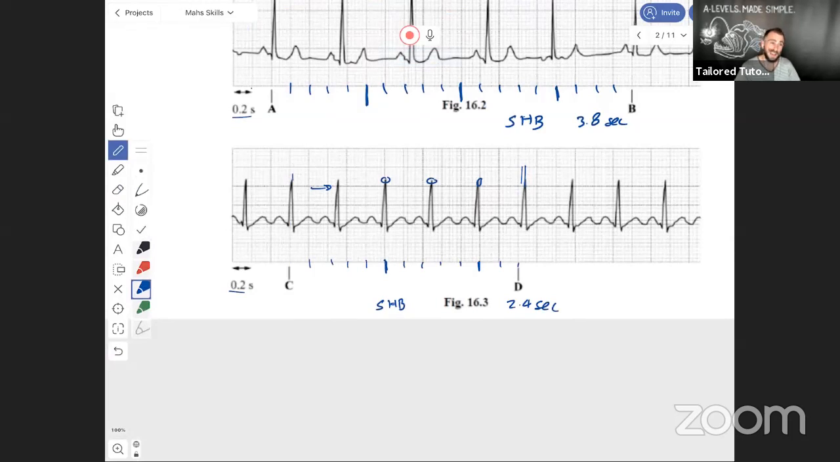You can either do that per second or per minute. I'm going to lay it out in 2 columns. Normal, and this one I'm just going to call fast. You don't need to know the tachycardia bit if you're not OCR. So normal heart rate is 5 divided by 3.8 seconds, which is going to give me beats per second.